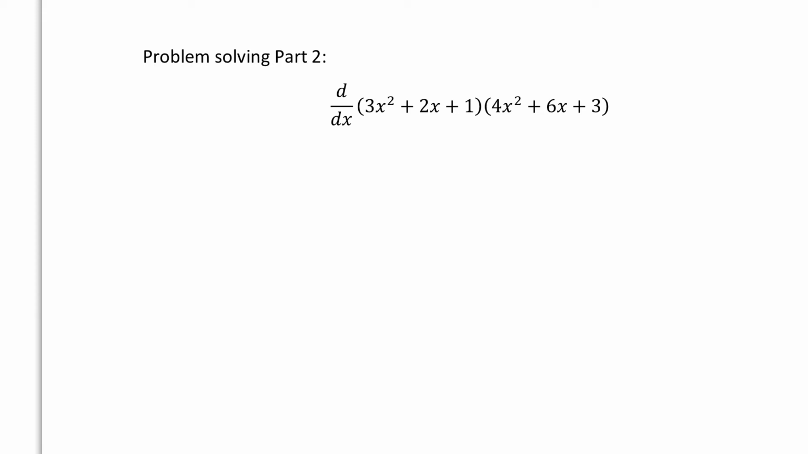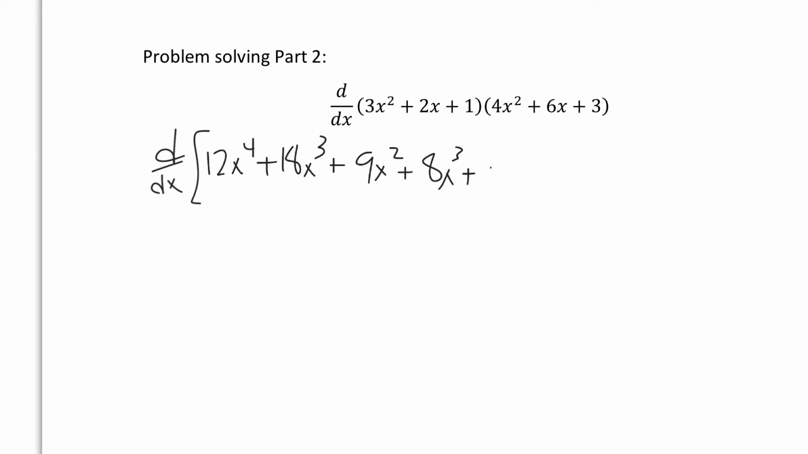All right, so hopefully you gave it a try. To do this derivative by hand, we're going to go ahead and multiply everything. So we're going to take 3x squared and times it by 4x squared to give us 12x to the 4. Then 3x squared times 6x will be 18x cubed. And so on and so forth. We get 9x squared. Then we take the 2x, so 8x cubed plus 12x squared plus 6x. Then we take the 1, 4x squared plus 6x plus 3.